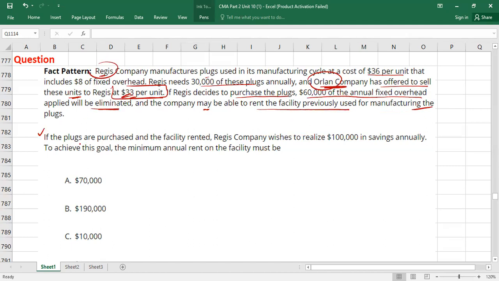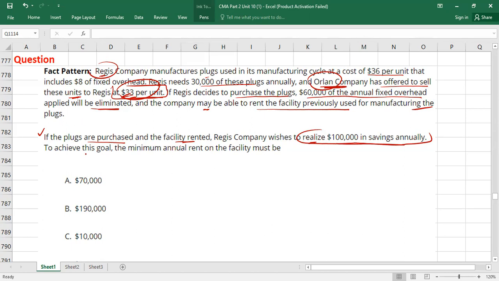So here we go. If the plugs are purchased, like if you are going to buy the plugs at $33, and the facility rented, so whatever the production space you would have free can be rented out. They are saying if you buy the plugs and rent the facility, Regus company wishes to realize $100,000 in savings annually. So this is their target.